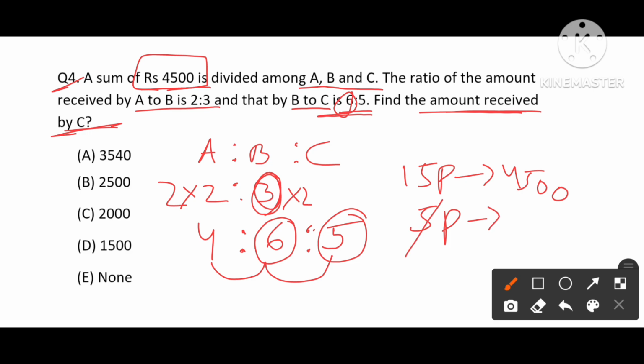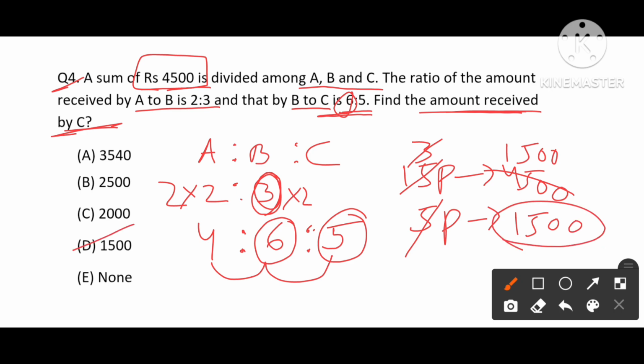C has 5 parts, so we need to find the value of 5 parts. 5 parts is 3 times 5, which is 15 times. So we have 15,000 as our answer. So the answer will be option D, 15,000.